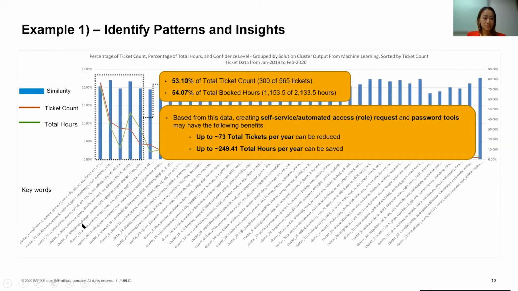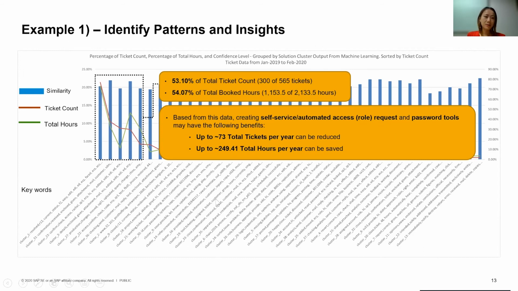If we take a closer look at this data, if we have self-service automated access request or password reset tools, some of the tickets can be avoided, because the customer can just follow the instructions here. And what does it mean? It means it might have the following benefits: up to 73 total tickets per year can be reduced because of the self-service that's created, and up to 249 hours per year can be saved, also because of this self-service that has been created.